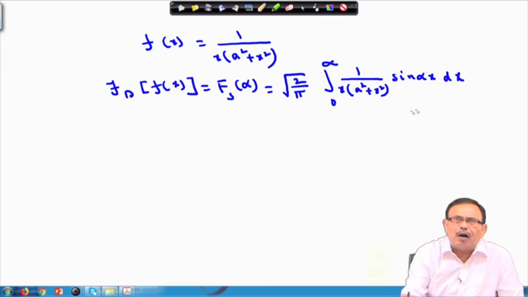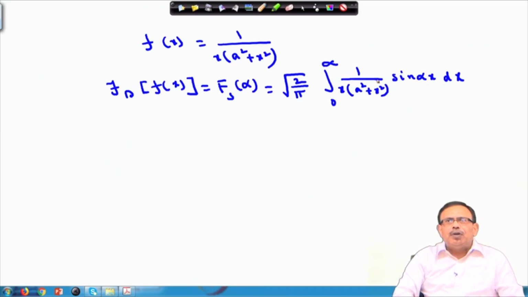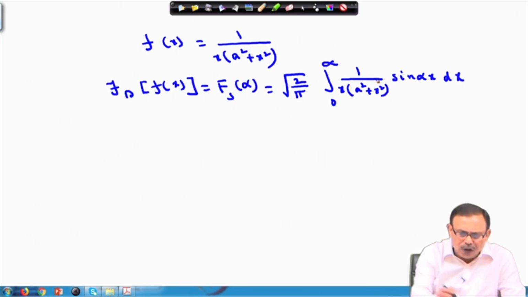So, what is your job now? Your job is to evaluate this complex integral, which is 0 to infinity of sine of alpha x by x into (a square plus x square). Earlier, to evaluate integrals, you have used various substitution techniques, by which we try to make it simple so that you can evaluate the integral. Let me give you some other approach also for evaluation of this particular integral, so that I can use these results in the next section also.